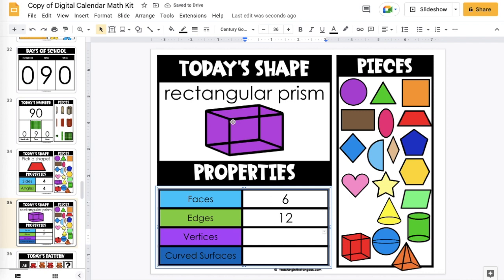And let's count how many vertices we have. 1, 2, 3, 4, 5, 6, 7, and 8. So we have counted 8 vertices, and I'm not seeing any curved surfaces.